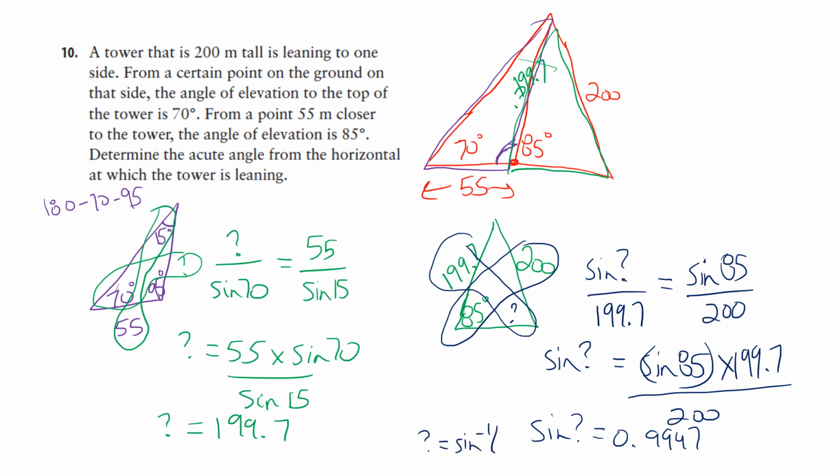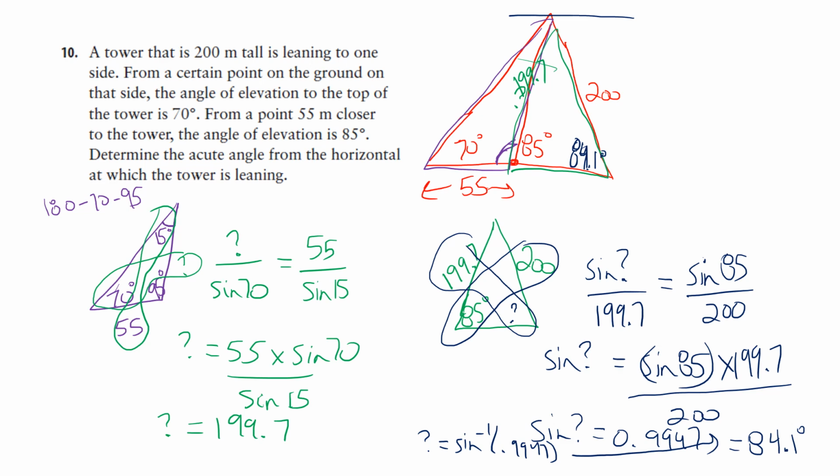So sine inverse 0.9947 equals 84.1 degrees. And so that is the angle that is in this bottom corner here. 84.1 degrees. So depending on how you look at this, it says how much it's leaning from the horizontal. So it's leaning basically 84 degrees from the horizontal.